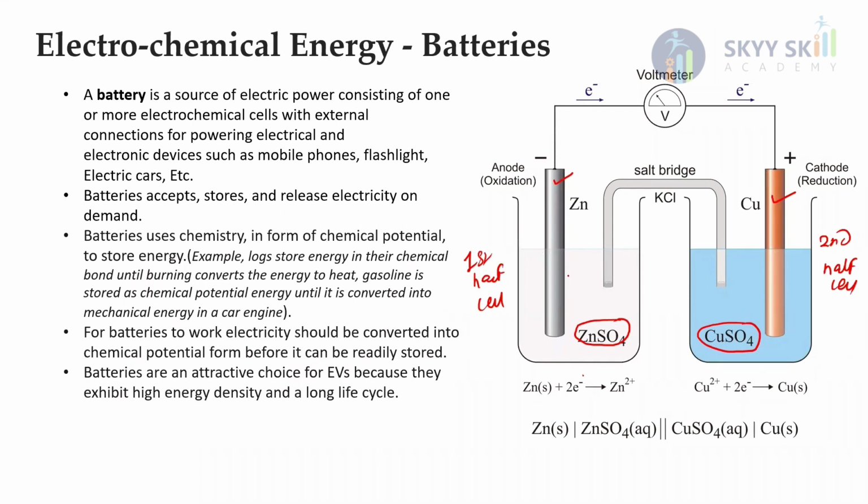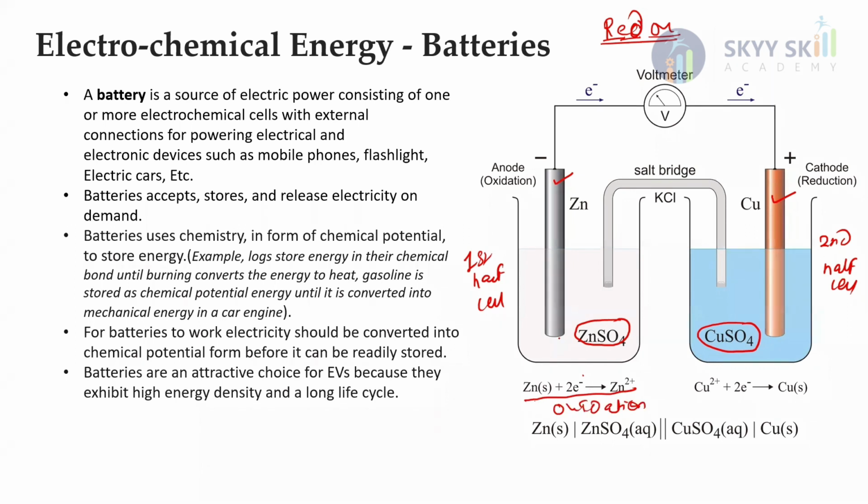So what happens generally in any battery? Redox reaction takes place. So what is redox reaction? That is reduction as well as oxidation. So redox means both reduction as well as oxidation reaction takes place in the battery. So first, oxidation occurs. What is oxidation? Oxidation is removal of electrons.